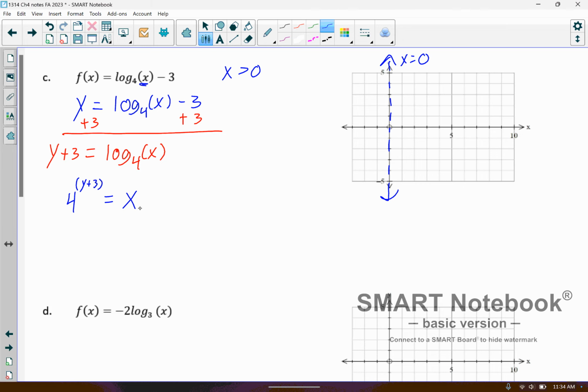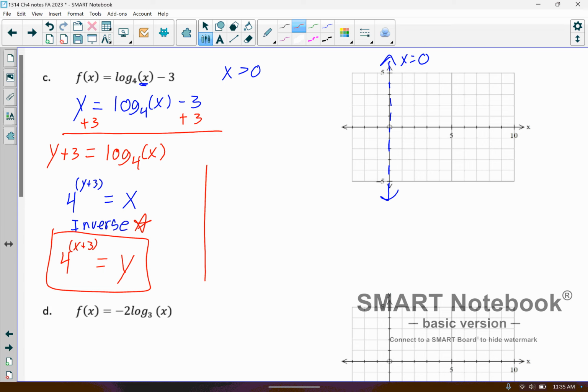Okay, and then now it's time to write the inverse of this. And so we have to swap the x and y. And so we're going to have 4 to the power of x plus 3 is equal to y. And so that's the inverse. And so we're going to find a little table here.